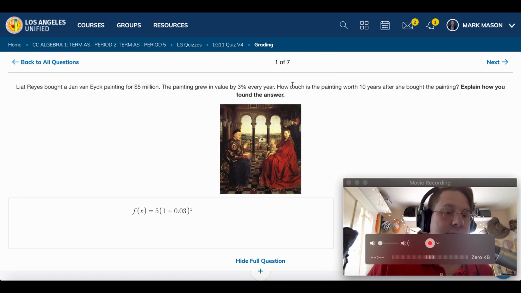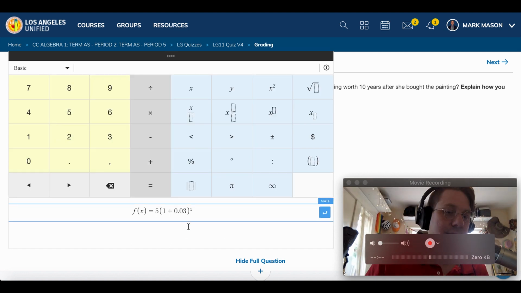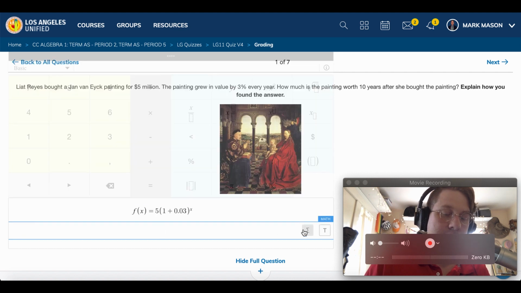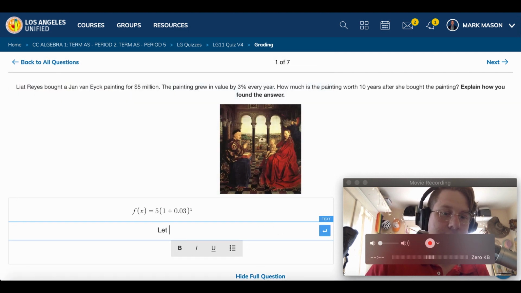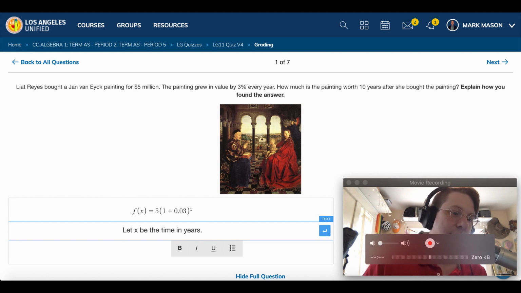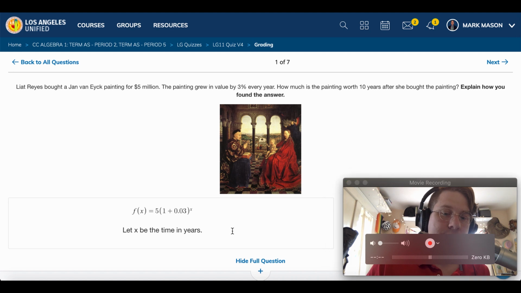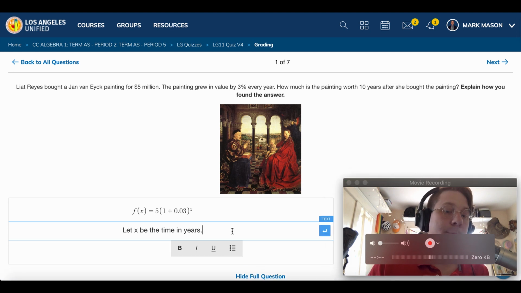The next thing it says is we want to know how much is it worth in 10 years. So the equation is a good start, but the next thing we need to do is, first of all, I'm going to put what my x is. So let x be the time in years. This is actually a really good strategy, even if you think that variable is very obvious, because it shows you what you know. And so when you go to the next step, you're not going to make some of the mistakes that were pretty common. One of those common mistakes was that people would treat this as months instead of years.